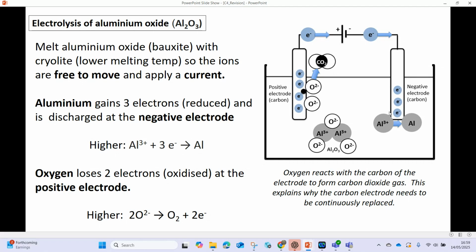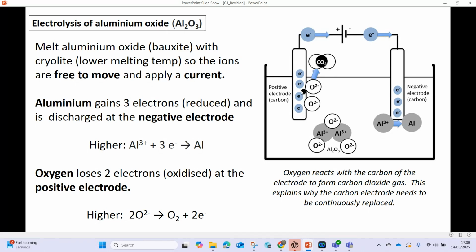At the negative electrode, because aluminium ions have a charge of 3+, it will gain 3 electrons and form an aluminium atom. And there you will start to see the aluminium metal appear. At the positive electrode, you would get the oxygens with their negative charge move towards the positive electrode. They will then give their electrons to the positive electrode, and then that will continue on the circuit. And as they do that, the oxygen ions, as they form oxygen, will react with some of the carbon that the positive electrode is made from. So they don't produce oxygen gas, they actually produce carbon dioxide gas.